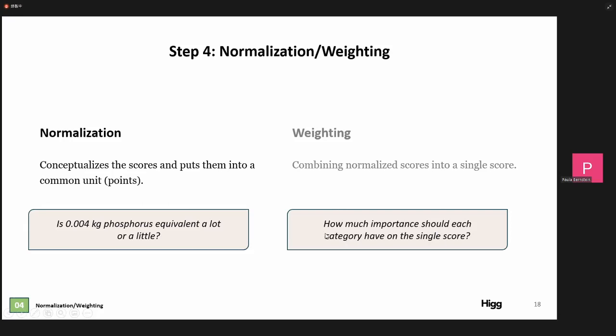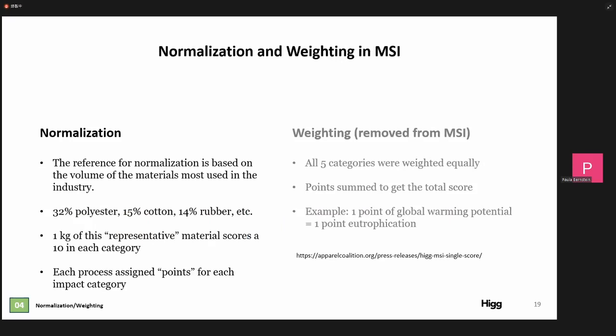But basically, this is giving each category a certain weight and then combining them into a single score. This does involve a value judgment on how much importance each category should have. There are methodologies for doing it, and there are weighting sets by researchers that are available. But again, we took this out for a variety of reasons, which I can discuss a little more on our next slide here. So just talking a little bit more about normalization and weighting in MSI specifically.